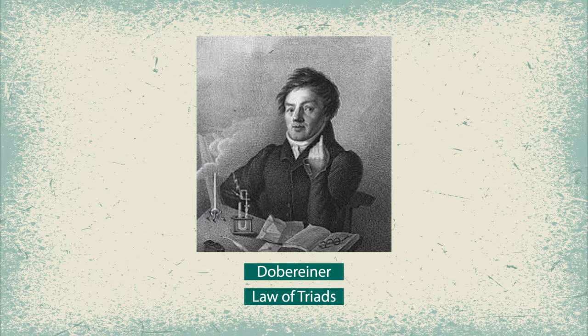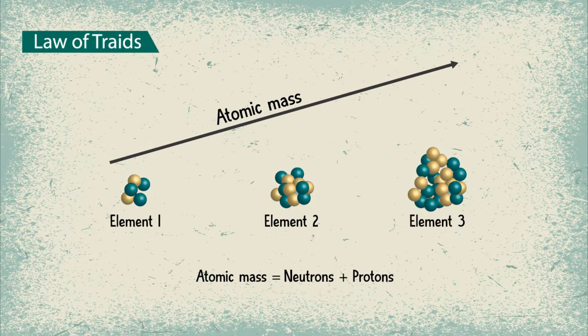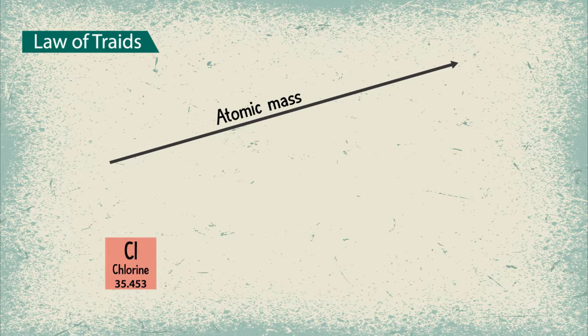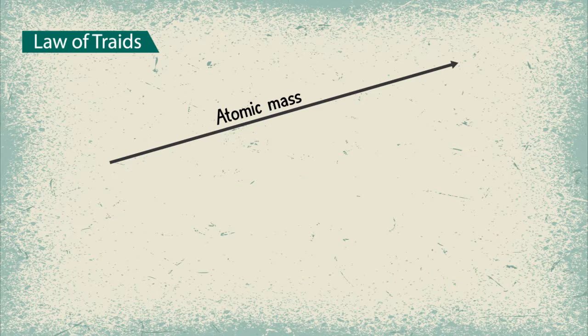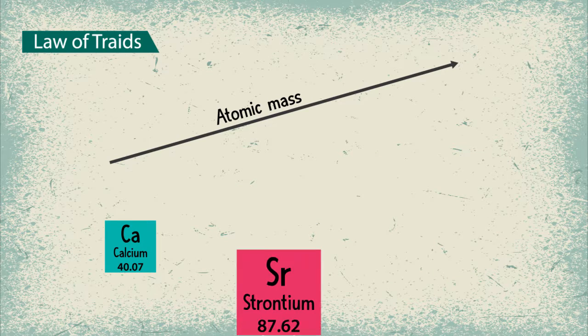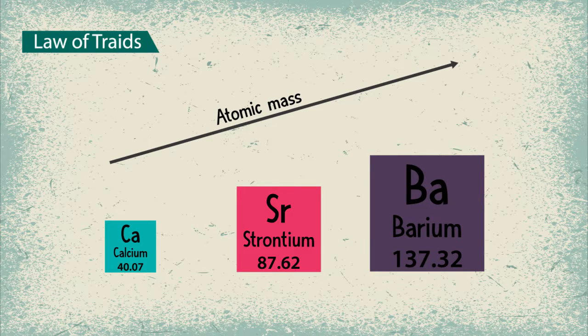First attempt of classification was made by Dobereiner. Dobereiner formed a group of 3 elements called triads having similar properties and arranged them in increasing order of their atomic masses. For example, he made group of chlorine, bromine and iodine. This group is an example of triads and Dobereiner arranged them in increasing order of their masses. Another such group was group of calcium, strontium and barium.